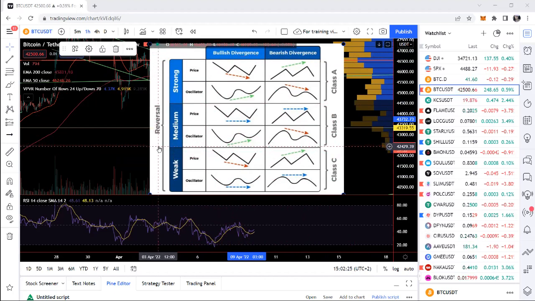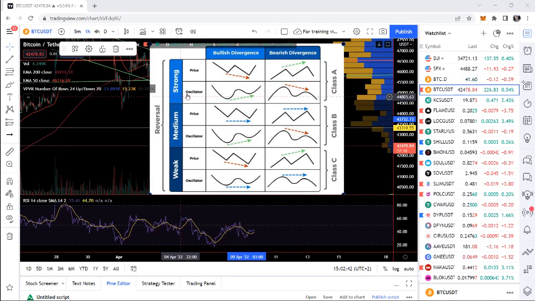So if we're going through an uptrend and we get a bearish divergence, it means we're going to see a downtrend. And obviously, once we're in a downtrend, when we see a bullish divergence, it means we're going to get a trend reversal from being a downtrend to an uptrend.